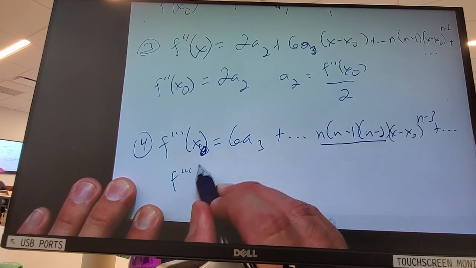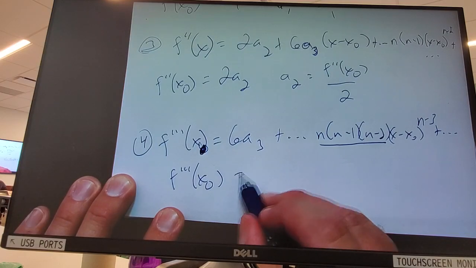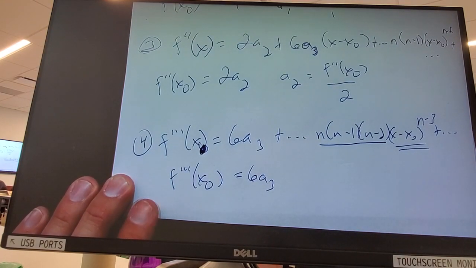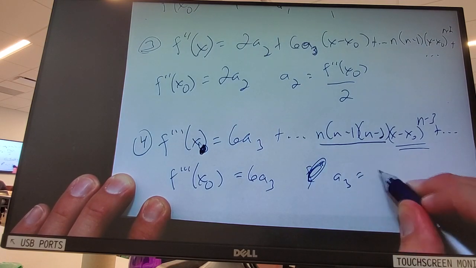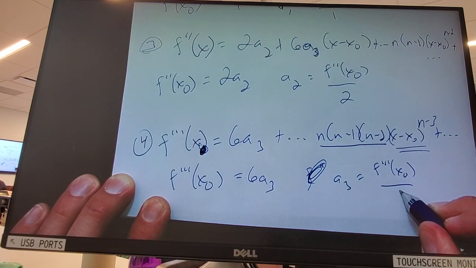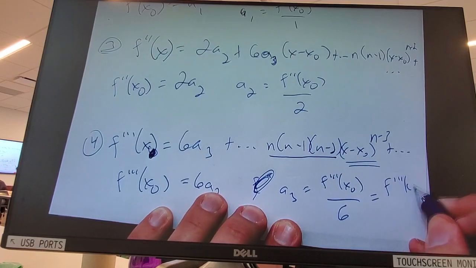What's f triple prime of x naught? This is not an x naught, by the way, sorry. 6a3, because everybody else has at least one of those in them. So what is f triple prime? I'm sorry, what is a3? And now what's a better way to write 6?